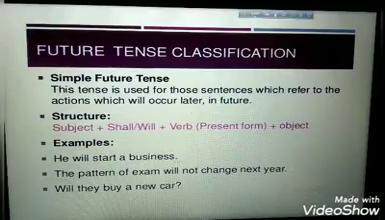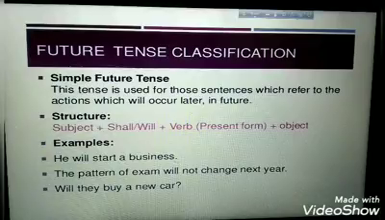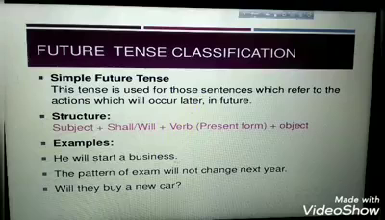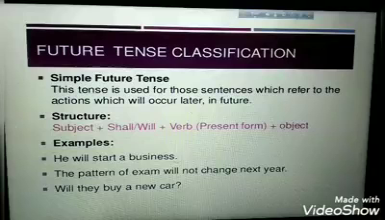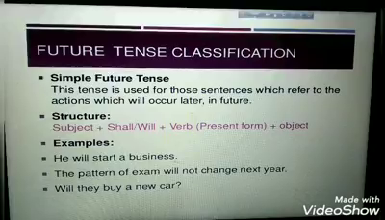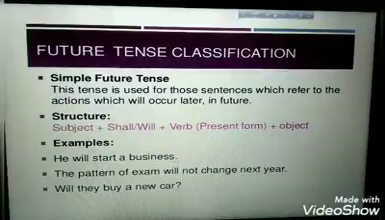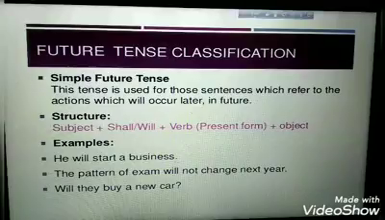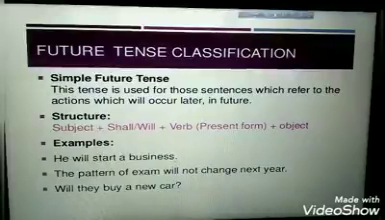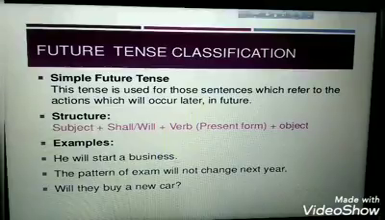He will start a business. The pattern of exam will not change next year. Will they buy a new car? So these are the examples of simple future tense. Actually, these are very easy. If you understand the present tense very clearly, I think the next two categories will be very easier for you. That means past tense and future tense.